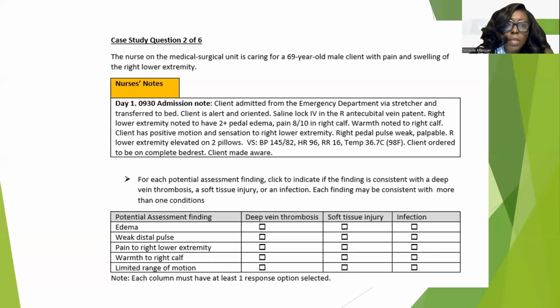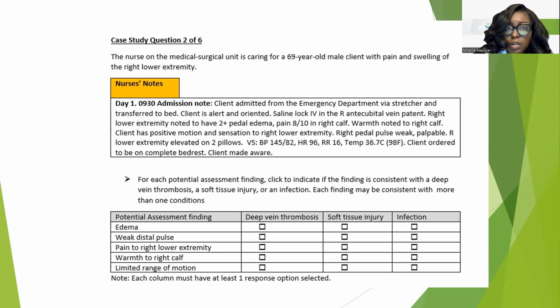So number 2, the nurse on the med-surg unit is still caring for the same 69-year-old male client with pain and swelling of the right lower extremity. As you can see, the nurse's note is still the same, okay? But it's now asking you an additional question. For each potential assessment finding, click to indicate if the finding is consistent with a deep vein thrombosis, a soft tissue injury, or an infection. Each finding may be consistent with more than one condition.